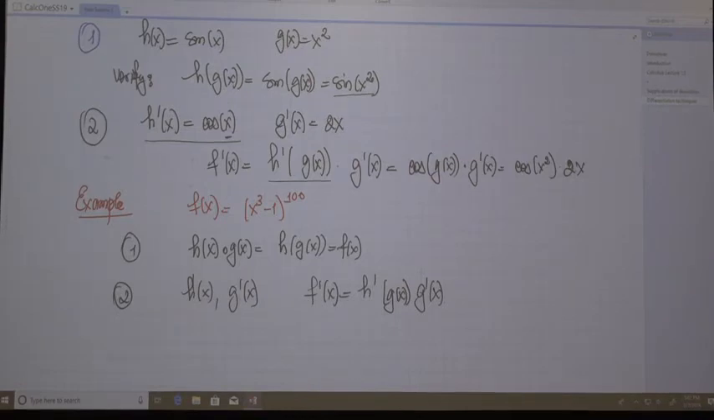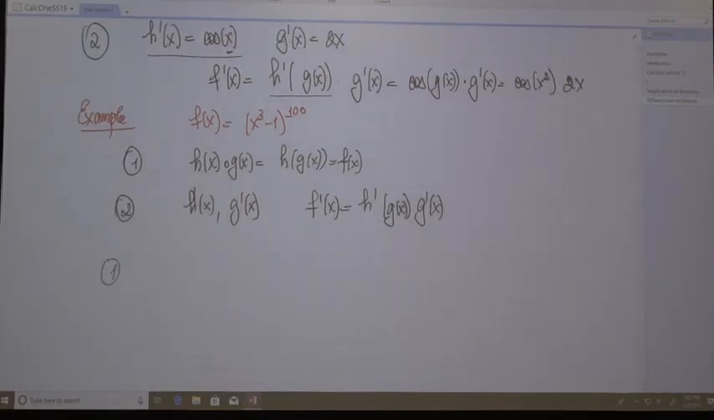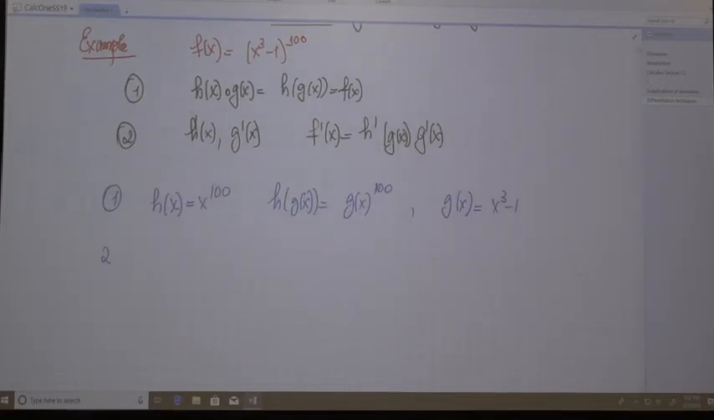Okay? So the first step is we take h as x to the power of 100, right? Because if you put h of g of x, it will be g of x in the power of 100. And then I need to take g of x as x cubed minus 1, right? Now if I substitute this into h of x, it will be x cubed minus 1 in the power of 100, right? So the next step is I need to find the derivative of h, which will be 100 multiplied by x in the power of 99, right? Then I need to find the derivative of g of x, it will be 3x squared, right?